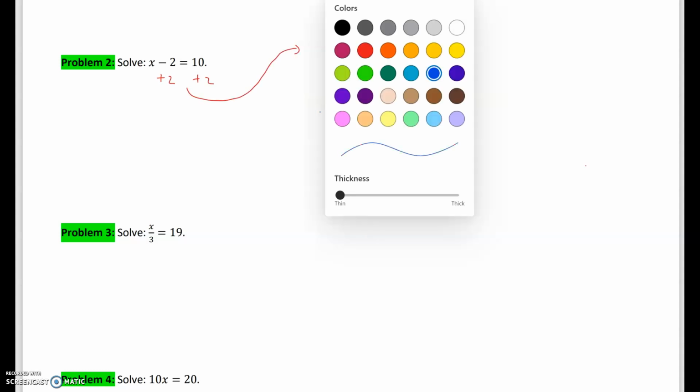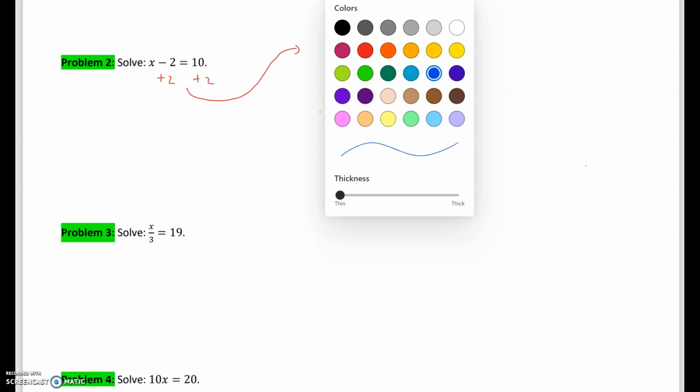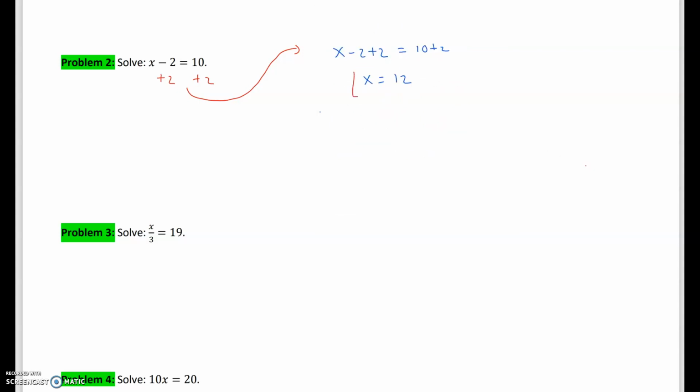Now remember that you're doing the same operation to both sides. So on the left, you are adding 2, so the 2's cancel. So you have x minus 2 plus 2. This is equal to 10 plus 2. Or x is equal to the values of 12. And that is our solution.